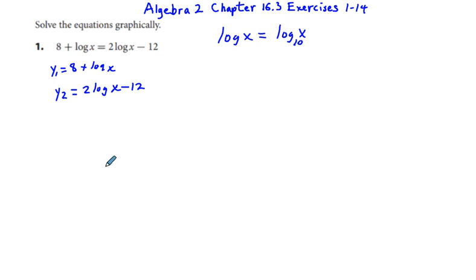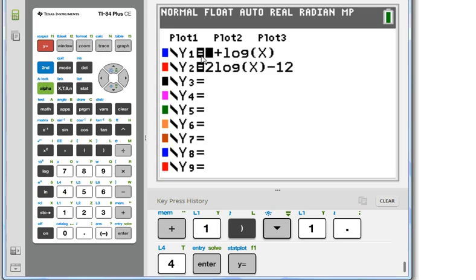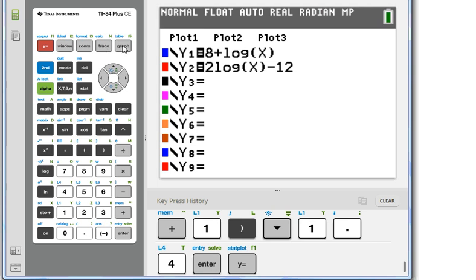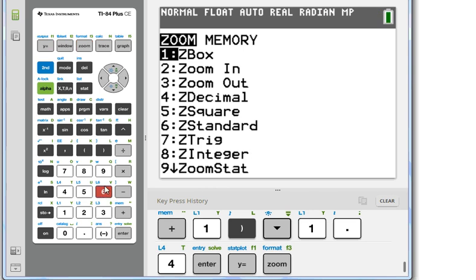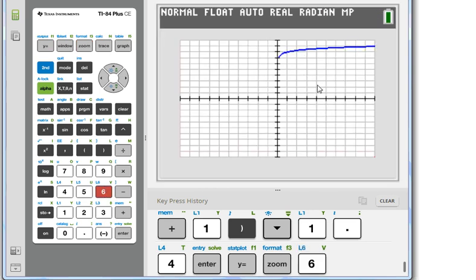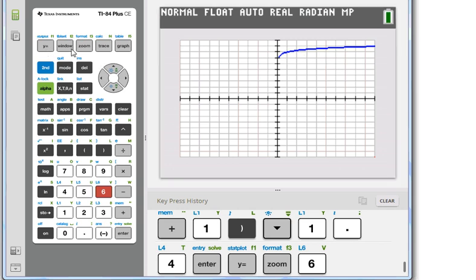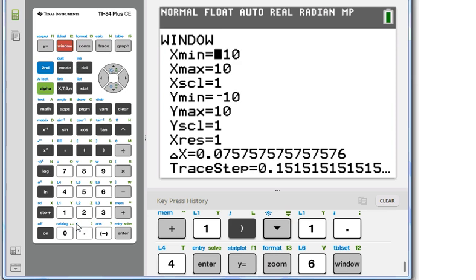So now let's go to our graphing calculator and enter each side. Previous to starting this video lesson, I entered these two logarithmic functions. And when I press a standard window view, this is what we get. We see only the first function here, the 8 plus log x, and not the red one. To see where the red one starts, we can fiddle around with the window.